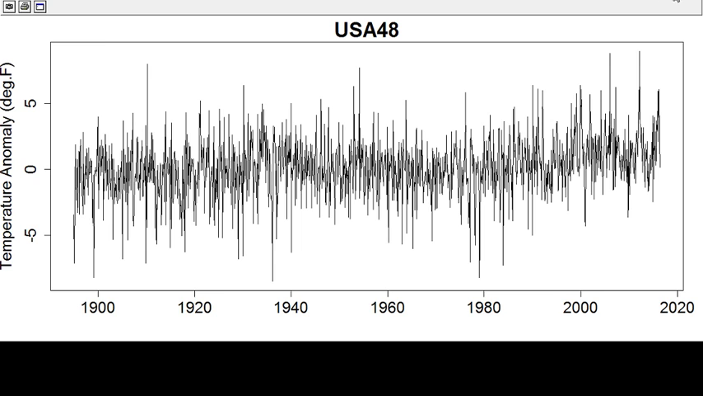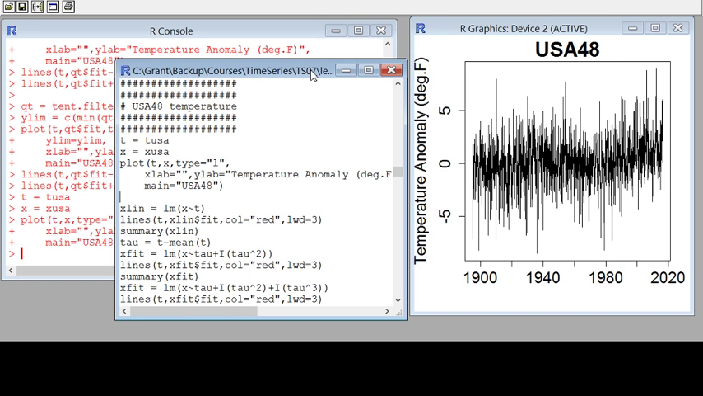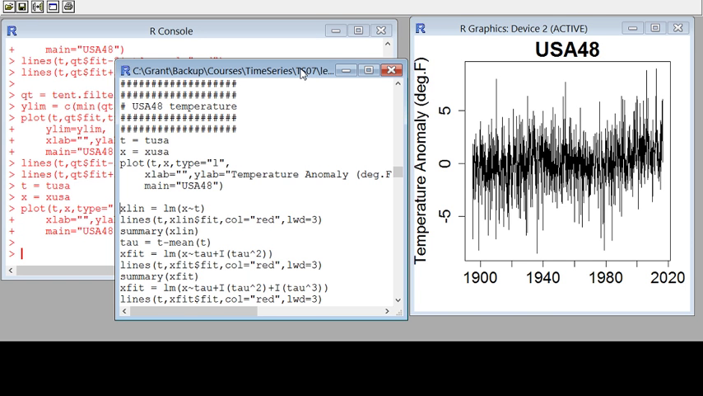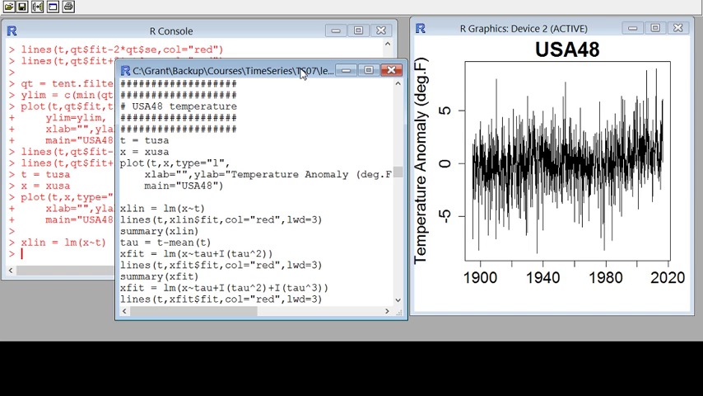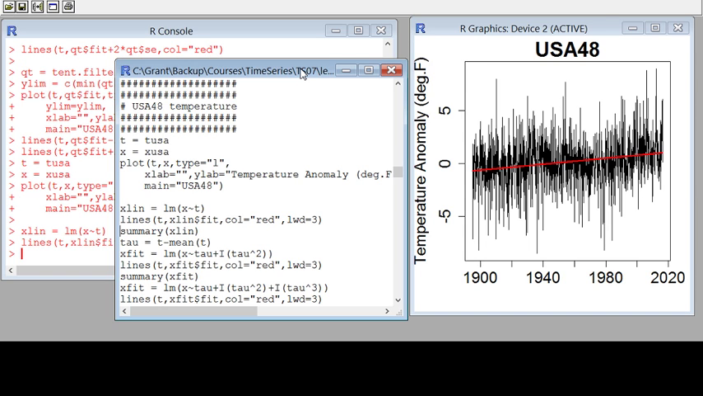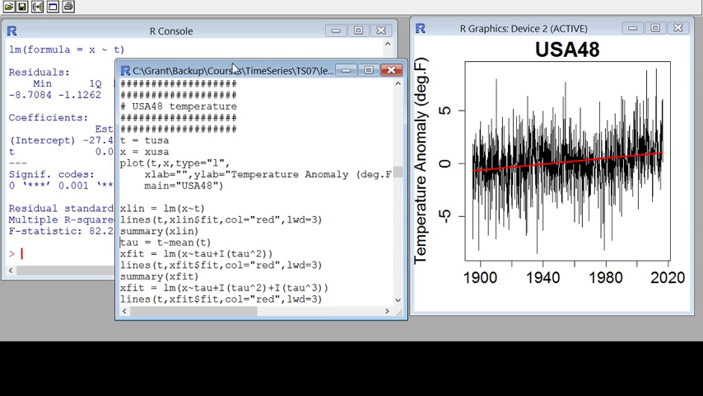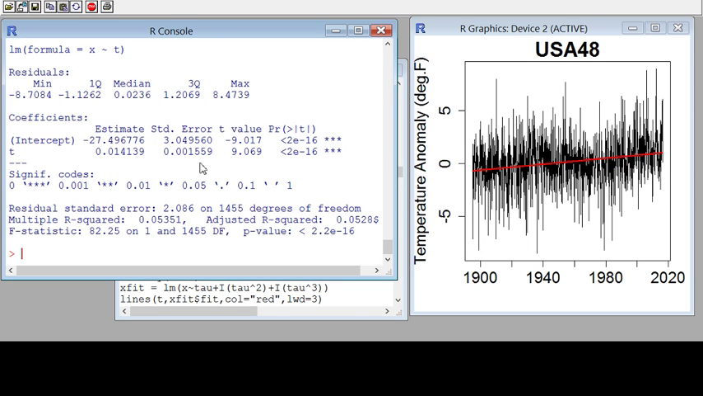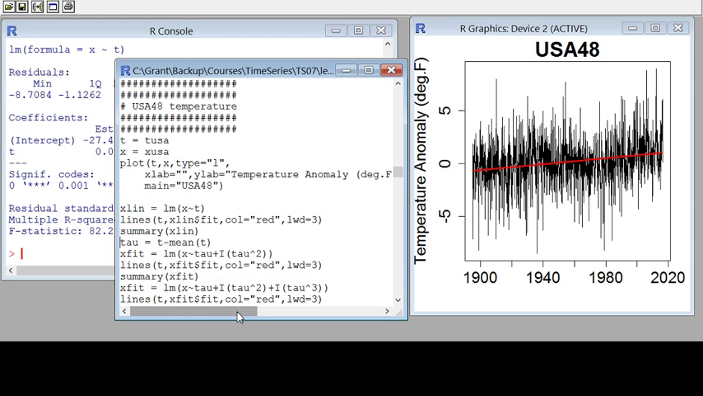Well, the first thing we might want to do is fit a straight line, see if there's any significant increase. If I do that, I do get an upward line, and when I check the statistics, I find that the p-value is so small, there's no doubt that it is a real increase over time. So the USA has been getting warmer over the last 120 years or so.